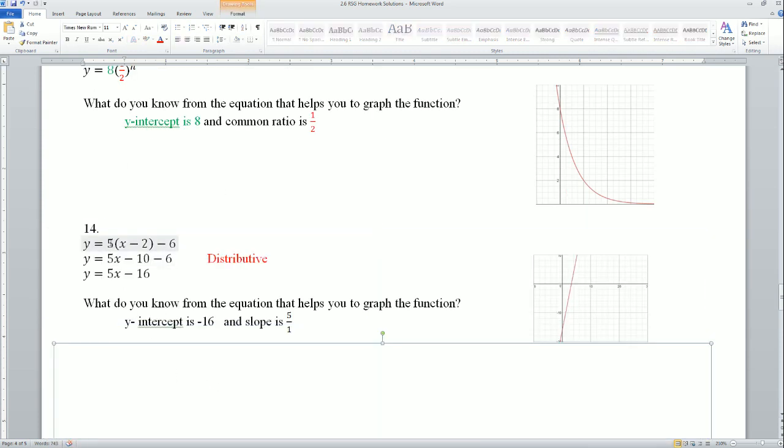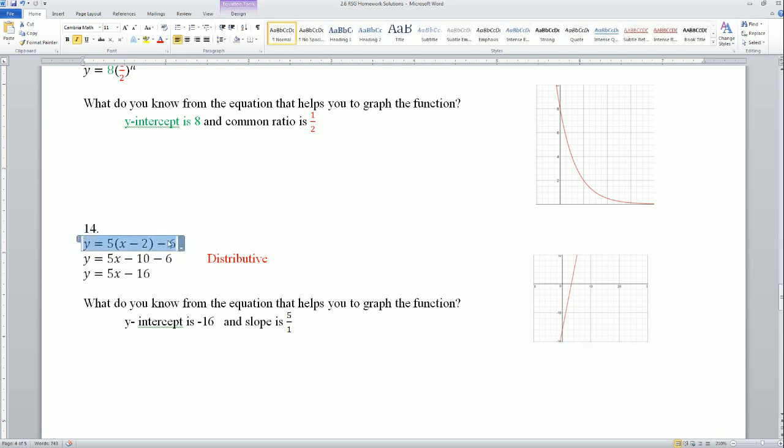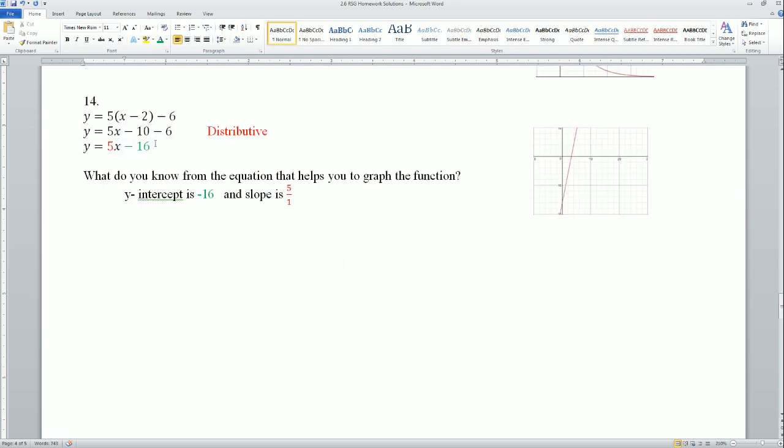14. I have y equals 5 times the quantity x minus 2, minus 6. This is really complex, right? This looks like the point slope form. I distribute, get it into y equals mx plus b. Once it's in y equals mx plus b, it makes my life so much easier. I found that the slope is 5 over 1. The y-intercept here is negative 16. So when I graph it, the y-intercept here is negative 16, and it's going up because the slope is 5. This is why y equals mx plus b is such a beautiful form. It just gives you those.